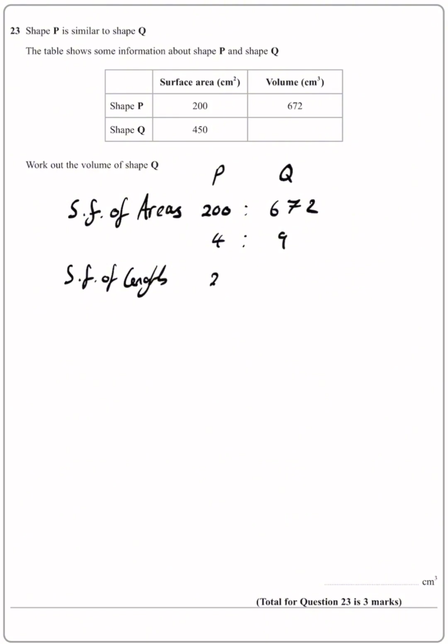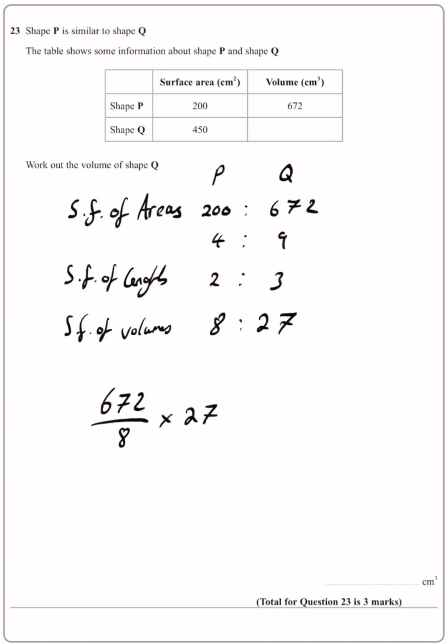Square root both of those to get the scale factor of lengths, which is 2 to 3. And the scale factor of volumes is therefore each one of those cubed, 8 to 27. So if we take the volume of shape P, 672, divide it by 8, times it by 27, we get the volume of shape Q, which is indeed 2,268.